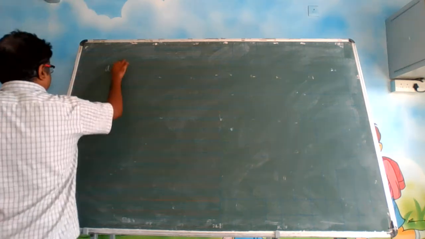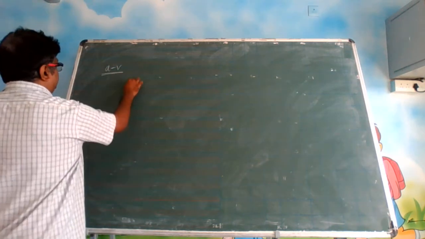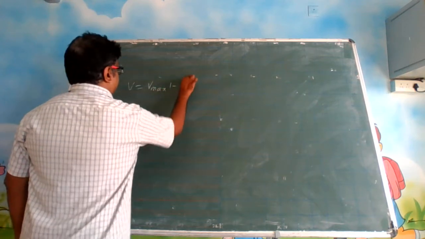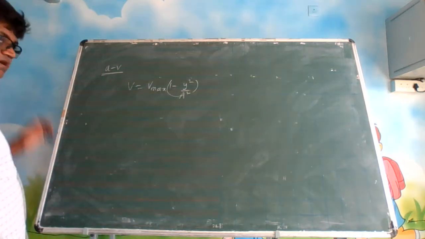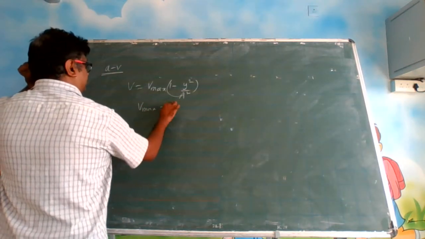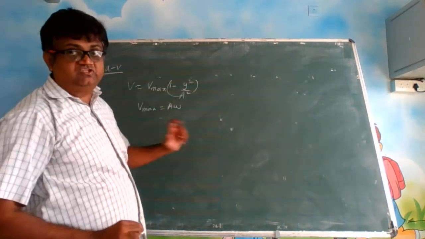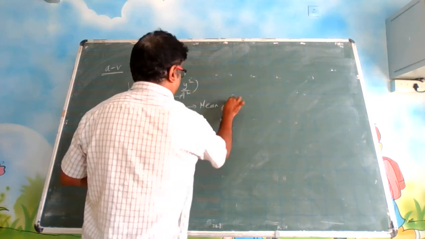We also talk about the AV graph, acceleration versus velocity graph. So yesterday we have seen one equation: v is equal to v max multiplied by root over 1 minus y square by A square. This is the expression we have derived. Here we have told that v max is equal to A omega. Remember, velocity maximum is attained at which point? Mean point. Very important point.